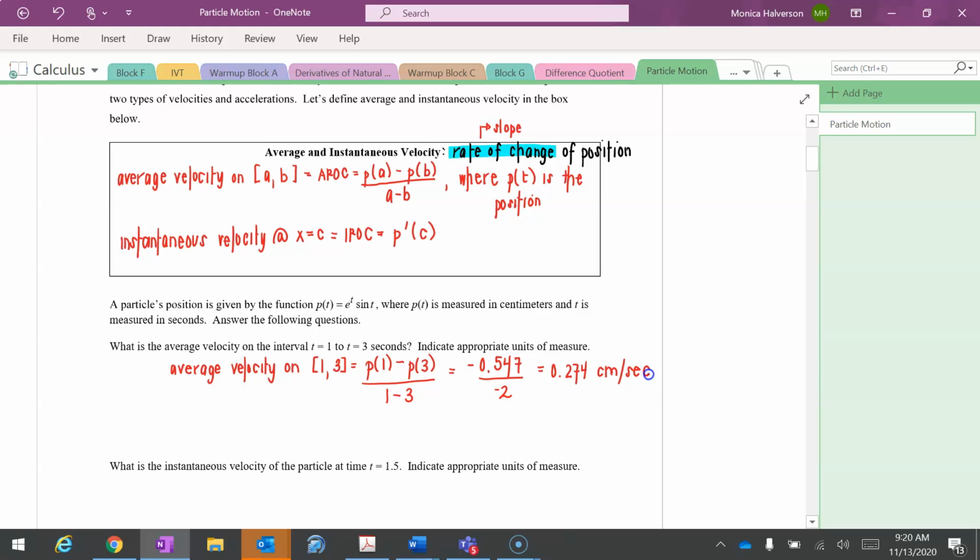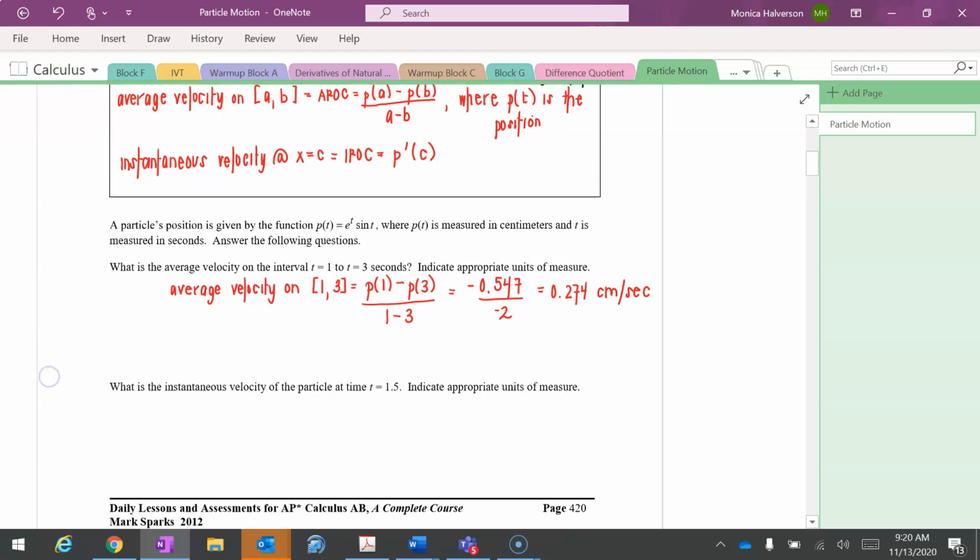Now, let's look at how that differs with instantaneous velocity. Instantaneous velocity means we need to find the first derivative and plug in the c value of 1.5. So go ahead and find the first derivative of this function.